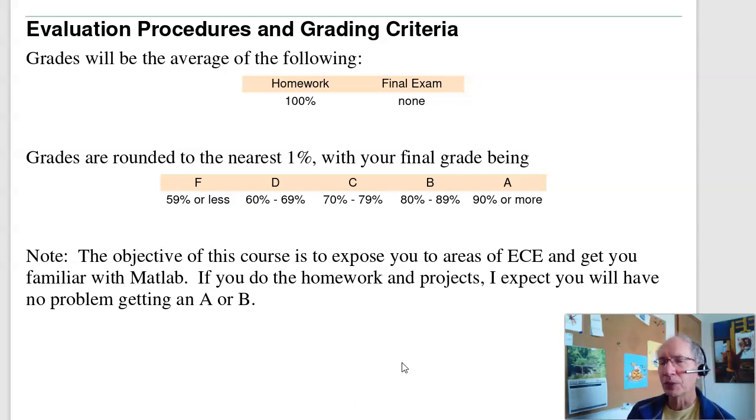Also, this is a building course. The stuff that we do early in the semester is going to be used later on in the semester. So you kind of need to do the homework in order.